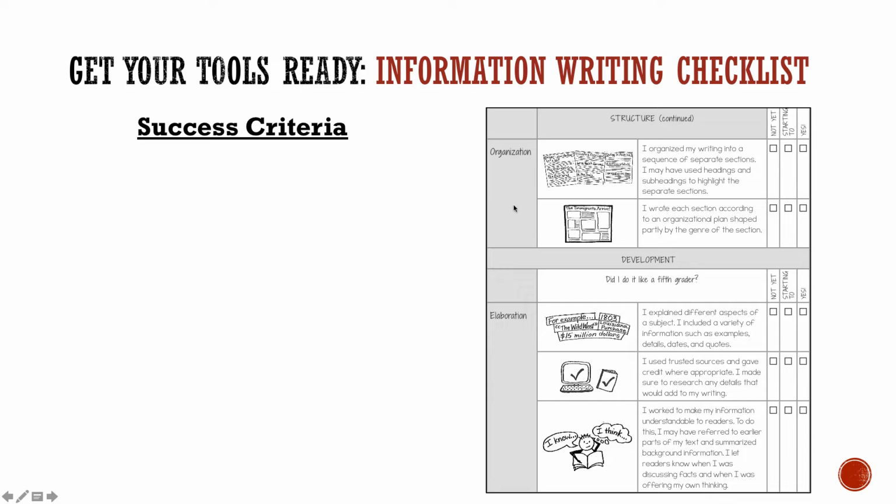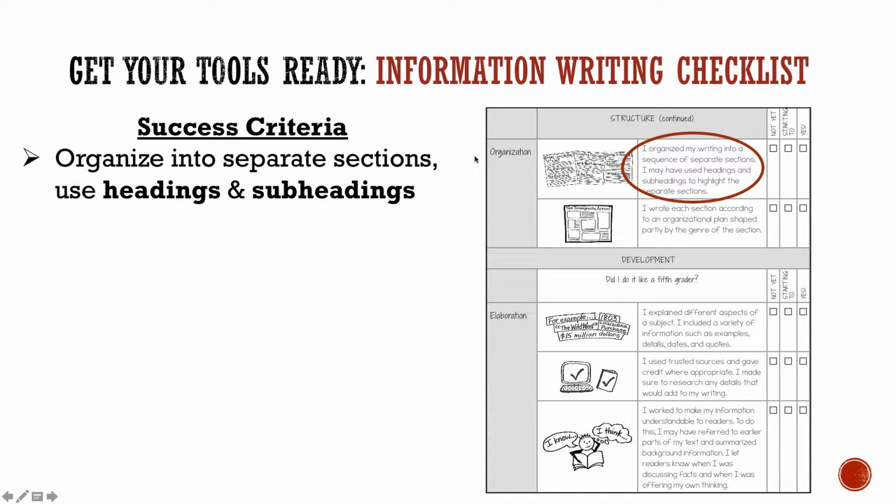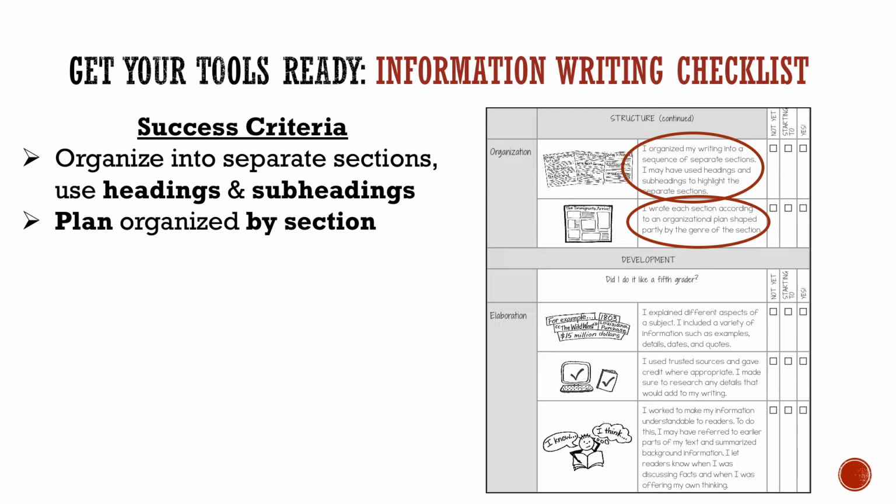On the structure side, in development, we have organization, we have elaboration. Organization, this is key to informational writing pieces. So you've got to organize your writing. It has to be separated into sections. Use headings and subheadings, just like you would in a nonfiction book. Headings and subheadings are your friend. You want to make sure that you write each section according to a plan, right? You planned it out by section, you're going to write it out just like that.